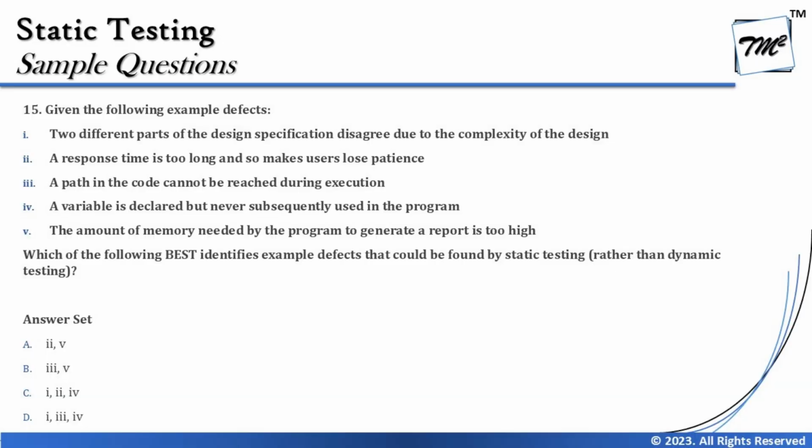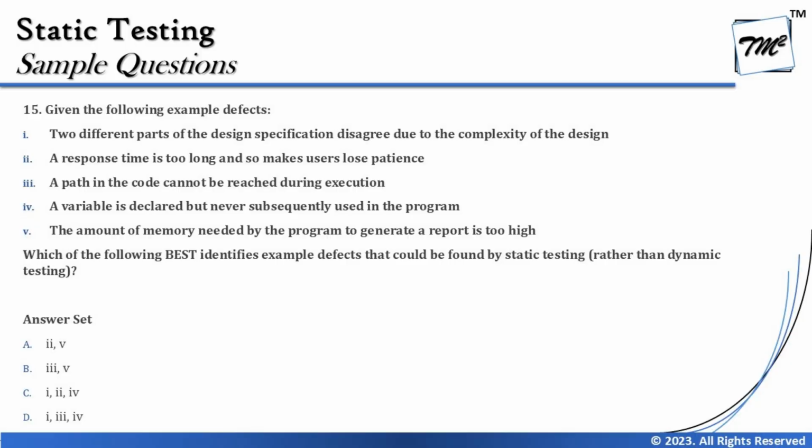Number one, two different parts of the design specification disagree due to complexity of the design. Now, two different parts of the design specification disagree, which talks about a contradiction in the design specification. And review is a very common method which can easily identify this, rather than waiting for the product to be implemented and executed, right? So one is a good example of a static defect.